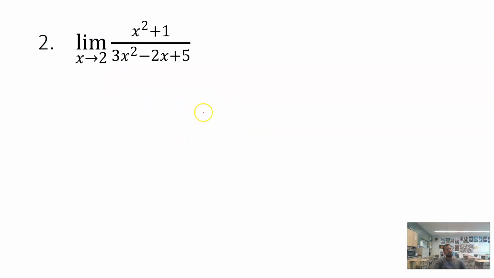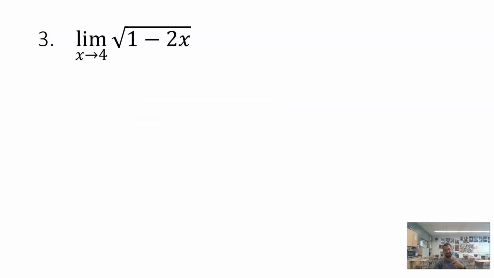So on this problem, it works fine with fractions as well. We still have to do the same thing. So I go 2 squared plus 1 over 3 times 2 squared minus 2 times 2 plus 5. On the top, I get 5. On the bottom, 2 squared is 4 times 3 is 12, minus 4 plus 5 is 13. So in this case, that limit is 5/13. One thing with a fraction is you always need to put the x value in first before you go factoring, and we'll see what I mean by that in just a second.